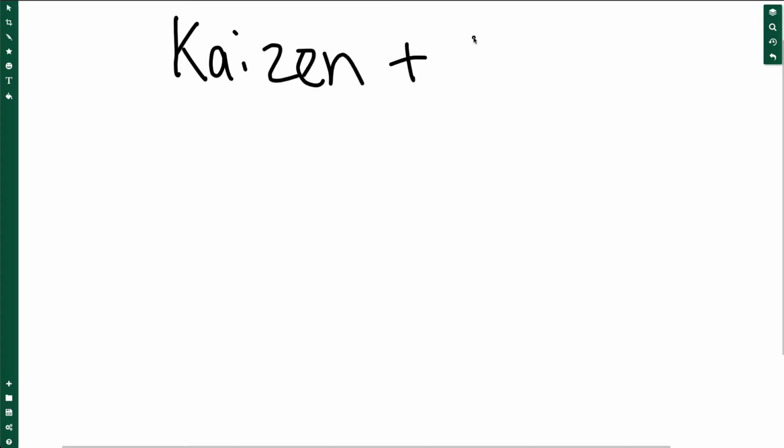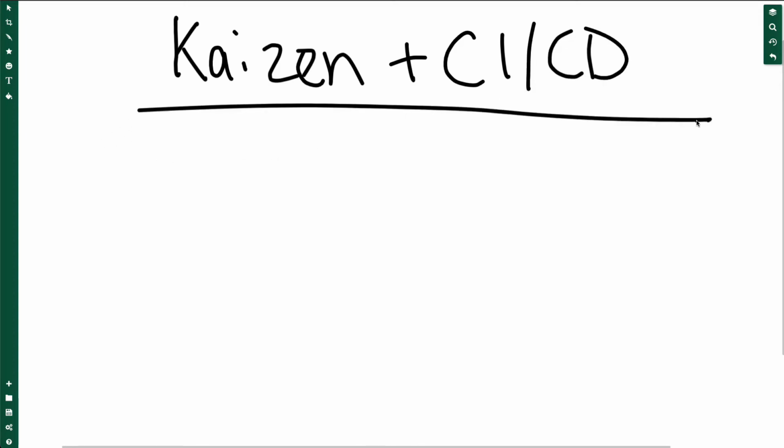Why would we want to set this up? Well, it's really, in my opinion, part of the same thing. And with testing, it goes into the word Kaizen. And so if I go to here, I say Kaizen plus continuous delivery, or CI/CD, continuous integration, continuous delivery. And the word Kaizen is a Japanese word that means continuous improvement.